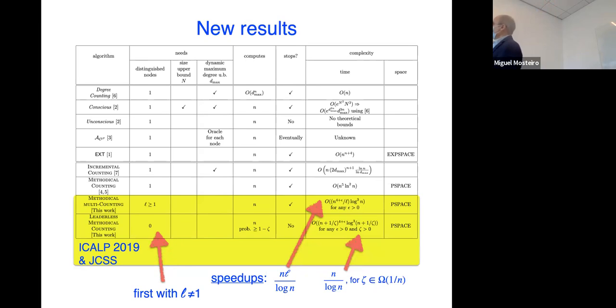Well, with these results we published in ICALP 2019, we reduced the methodical counting to multi-counting, reducing by 1 the exponent. So the speed up is n times L divided by log. So the more leaders, the faster the algorithm, because now we divide by L. Before it was n to the 5, now it's n to the 4 plus some arbitrarily small constant, divided by L.